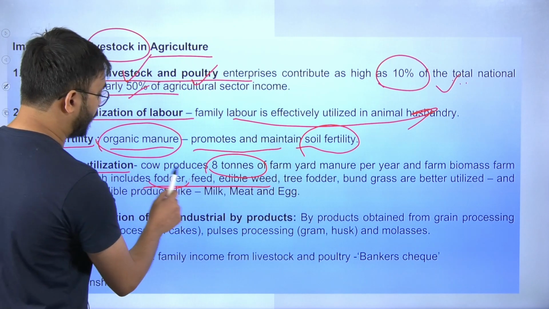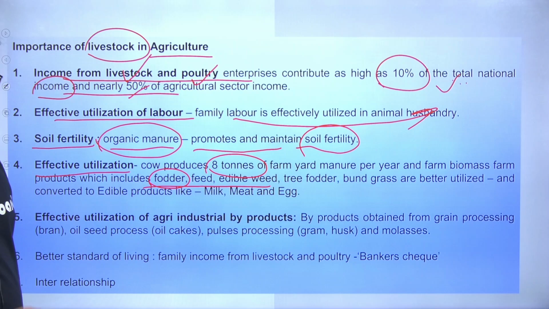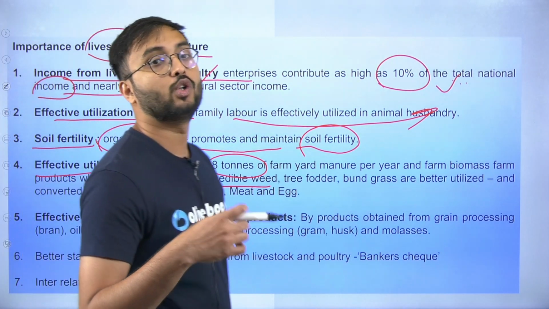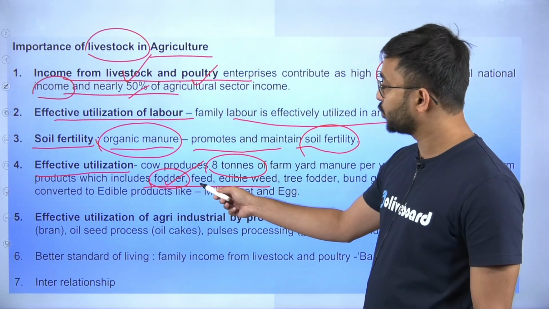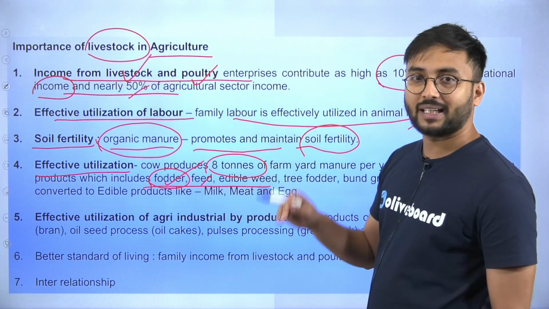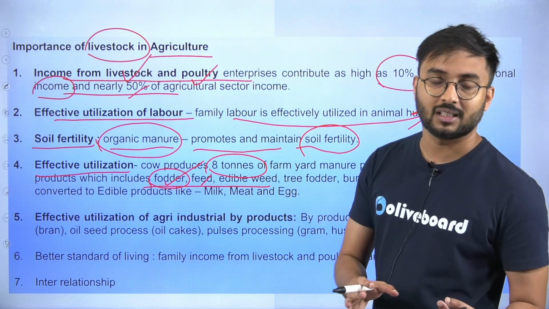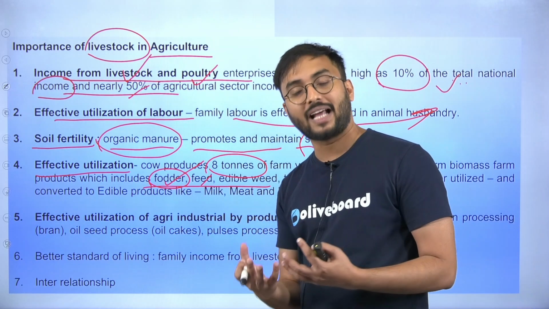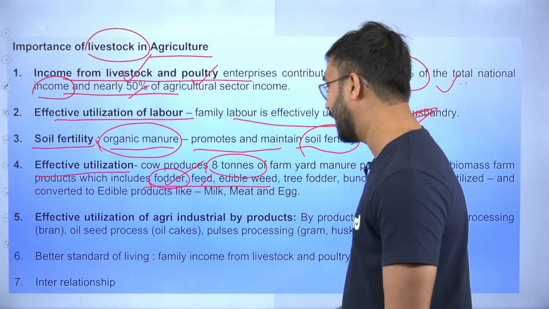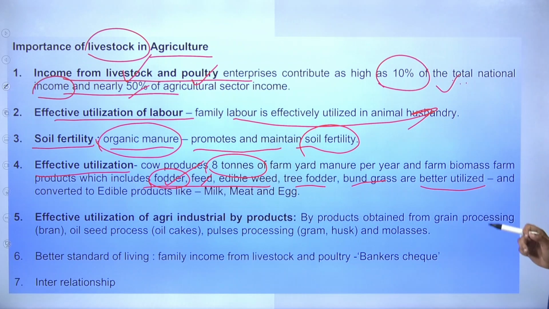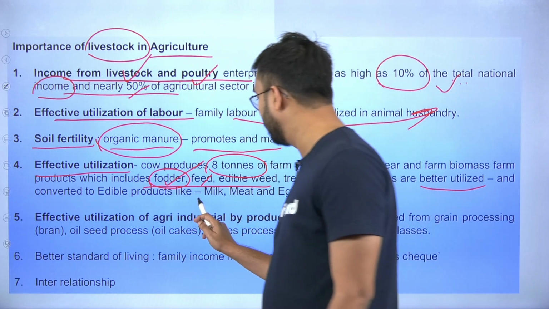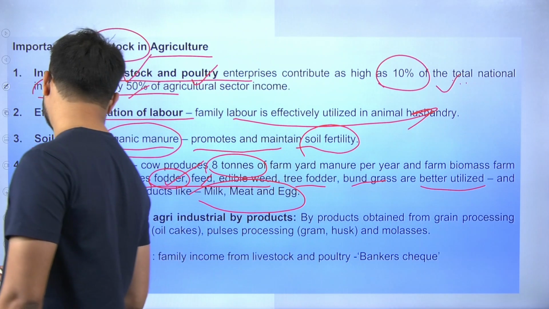Similarly, the agricultural field can be used for production of crops like berseem and lucerne, which are good fodder crops, and these fodder crops or feeds can be used for making different fodder materials for your animals. The waste material from your animals can be used to make manure in your field. Therefore tree fodder and burnt grass can be better utilized and converted into edible products like milk, meat, eggs, etc.